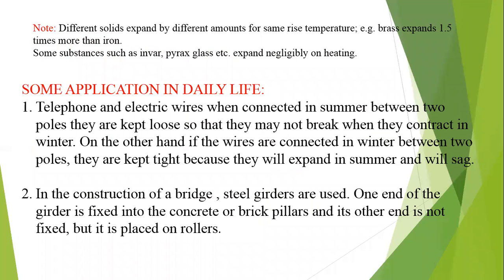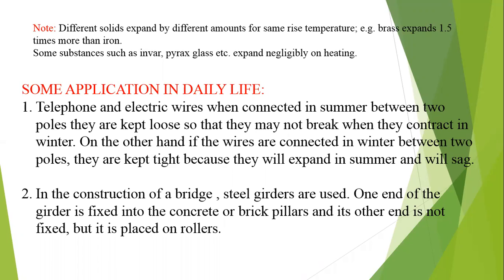Next, one important note you have to keep in your mind is that different solids expand by different amounts for the same rise in temperature. For example, brass expands 1.5 times more than iron. Temperature remains the same, but the expansions are different. Some substances like invar, pyrex glass, etc., expand negligibly on heating. So these are some exceptions. Next, we have some applications in our daily life. Let us see how it works in our daily life.